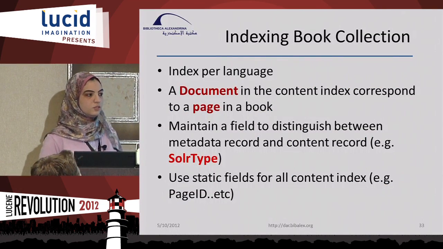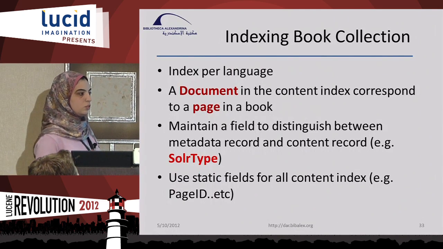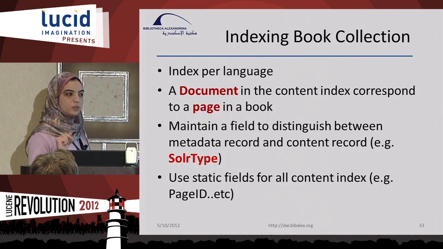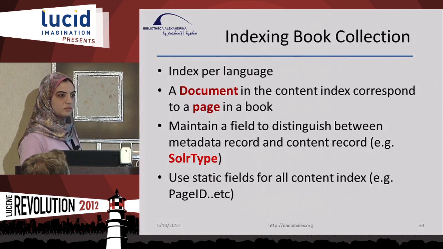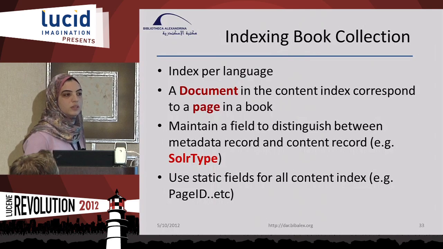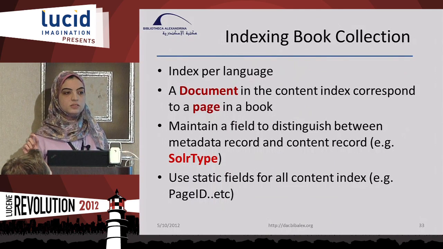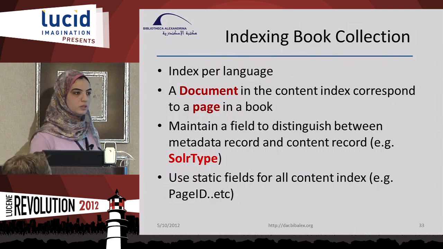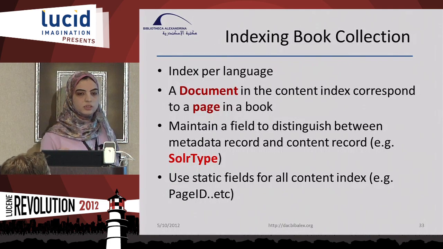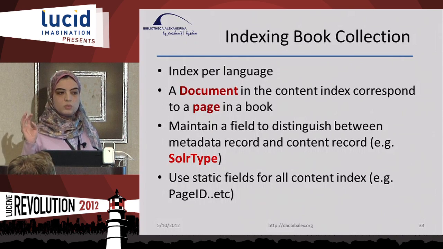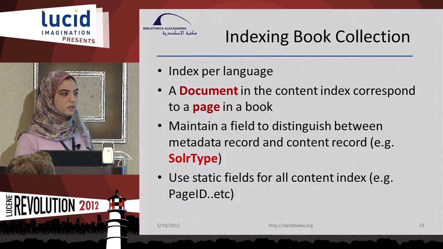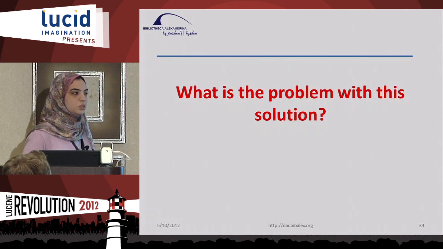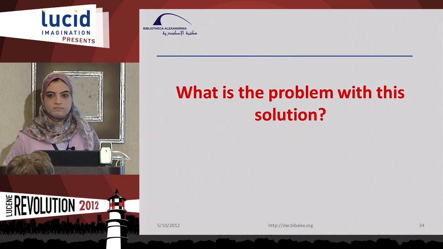For indexing the content, the document in Solr for the book itself, each page in the book is represented as a document, and we need to hold a field. This field should differentiate between the metadata document in the index and the content document, because we are putting both the metadata and the content within the same index. But actually, we have a problem with this solution.